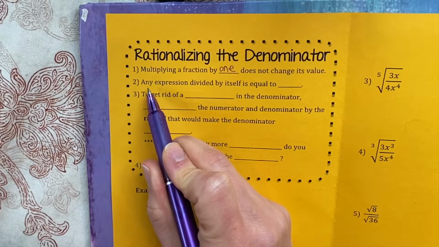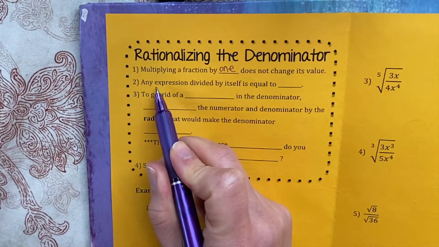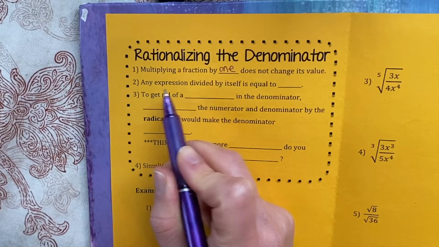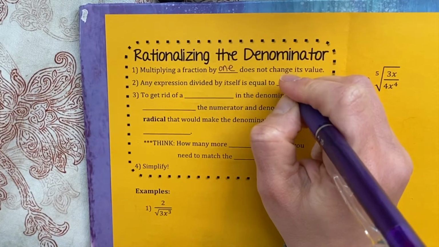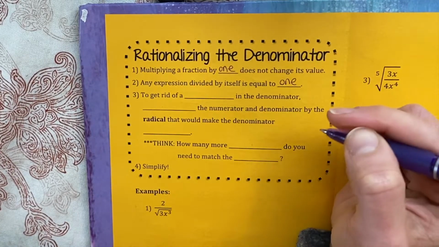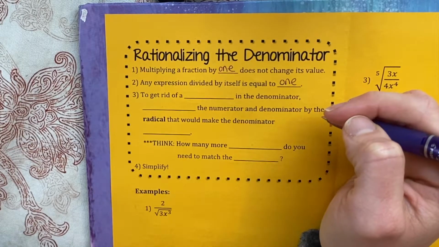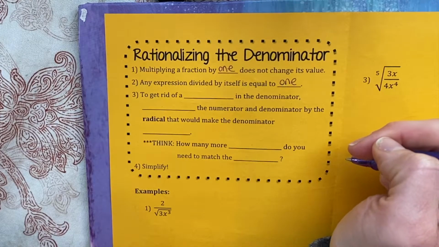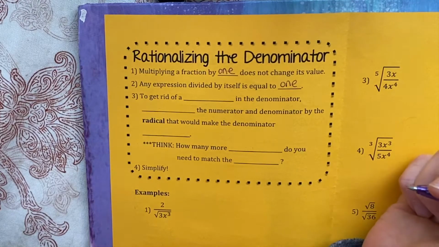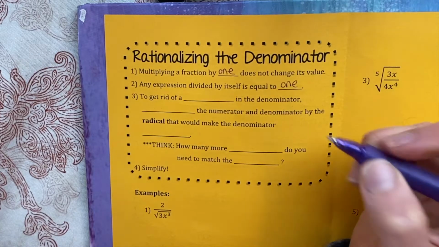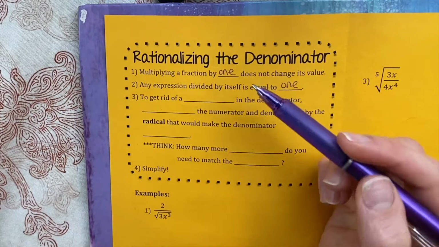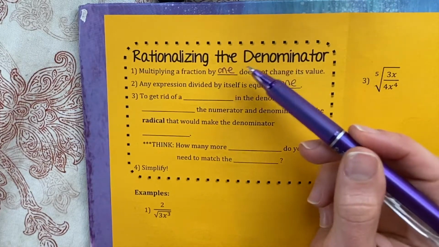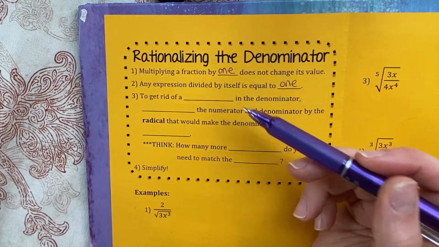Second thing, another math fact: any expression divided by itself is equal to 1. So for example, 2 divided by 2 equals 1. X squared divided by x squared equals 1. Whenever you divide something by itself, it always equals 1. So how do we use this to rationalize the denominator?